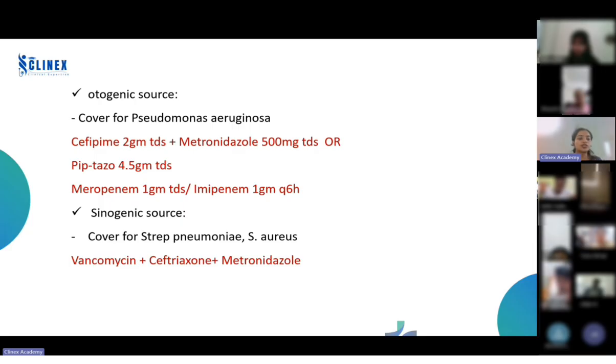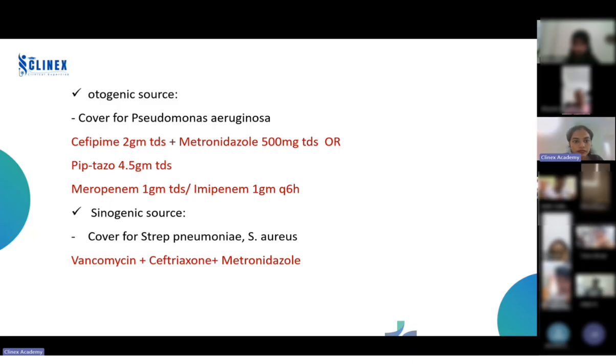Okay, next is the rhinogenic source. That means the source is from the sinus. Then you will have to cover for Streptococcus pneumoniae and Staph aureus. Staph aureus is a gram-positive organism. So you can give vancomycin, with ceftriaxone for Streptococcus pneumoniae and metronidazole for anaerobic coverage.